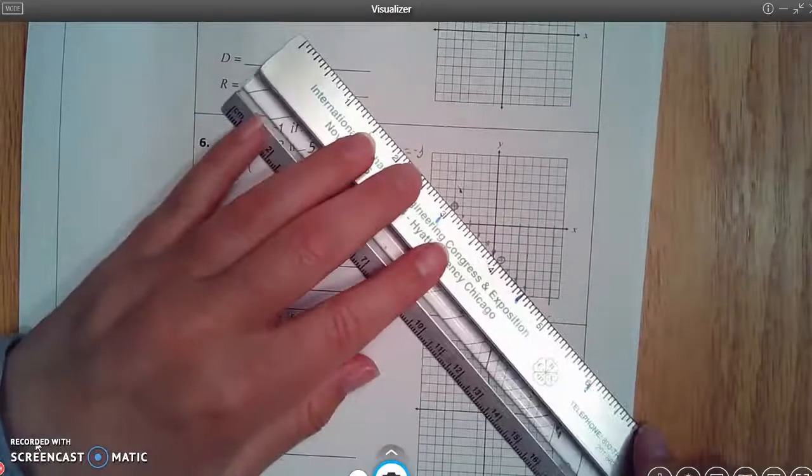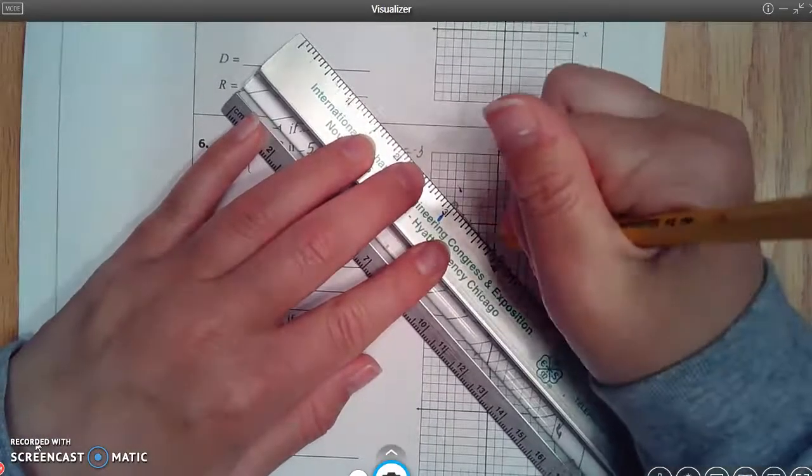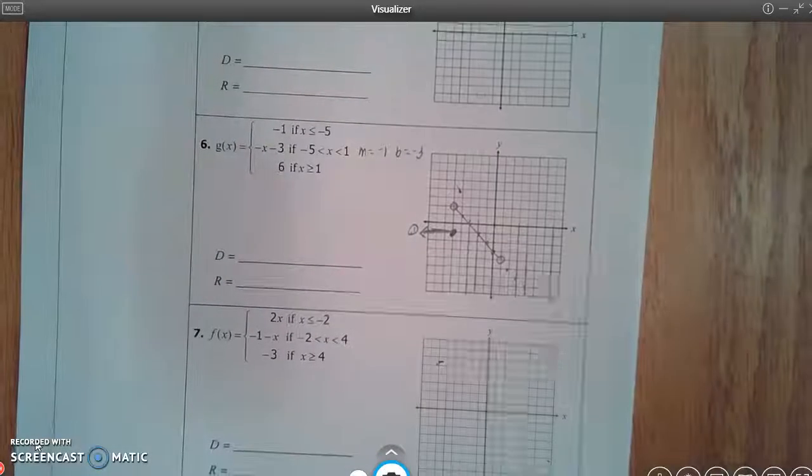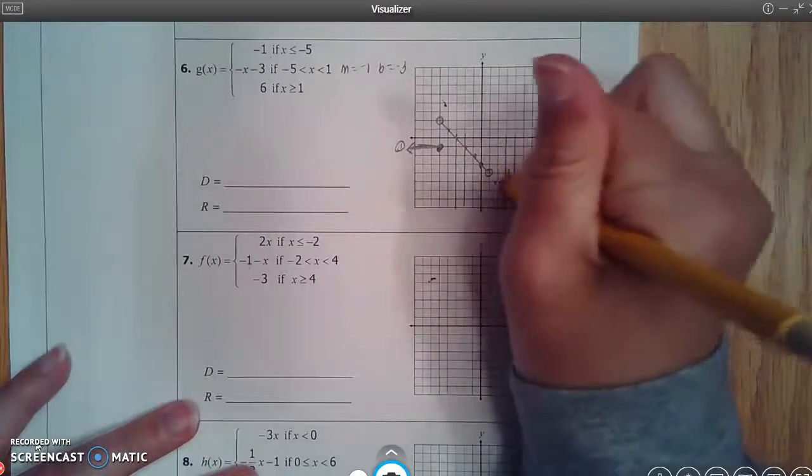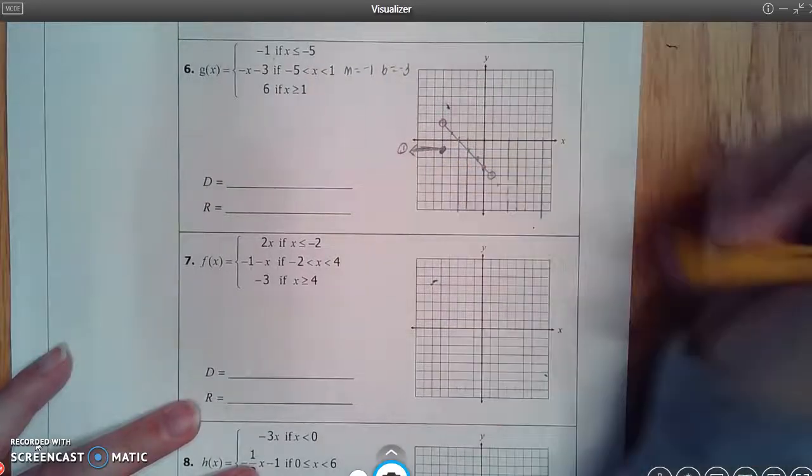So I'm only going to connect the points between these two open dots because I only want x values that go between -5 and +1. So then technically I don't need these points right here.